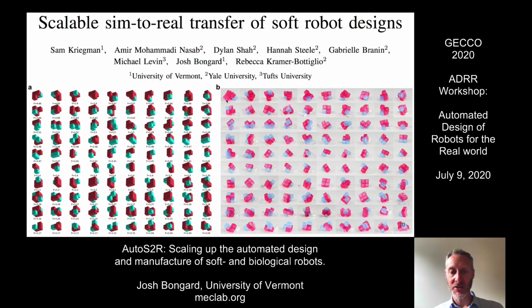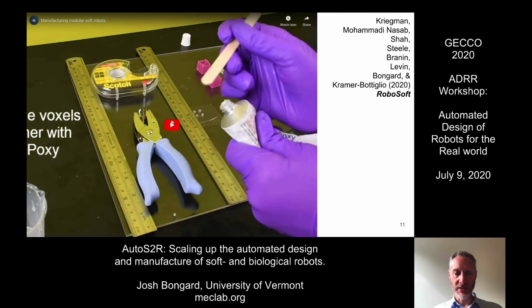The physical robots are constructed of hollow voxels using an elastomeric material, which I'll show you in a moment. The advance we reported in this paper was again to try and increase the scalability of sim2real by transferring over 100 designs, evolved designs from simulation to reality. I'll just let this video play.